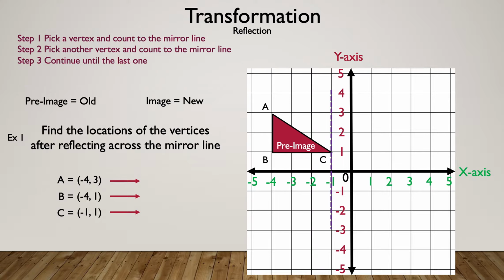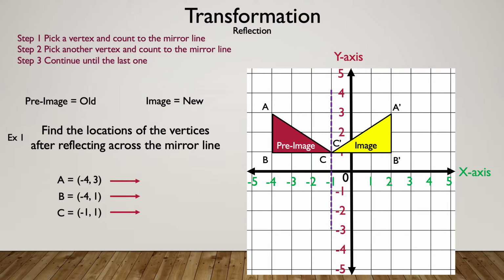So let's go ahead and read the example. Find the locations of the vertices after reflecting across the mirror line. As you can see, we already have the vertices of the pre-image. So let's go ahead and find the vertices of the image. I'm going to show you the answer on where the image is located, and now I'm going to show you why that is the case, and then we'll find the vertices of the image.